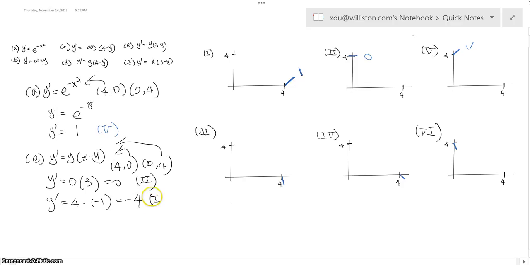So 6 for this one, and then we can use the same method applied to the rest of the differential equations. And that's how we match differential equations with the corresponding graphs.